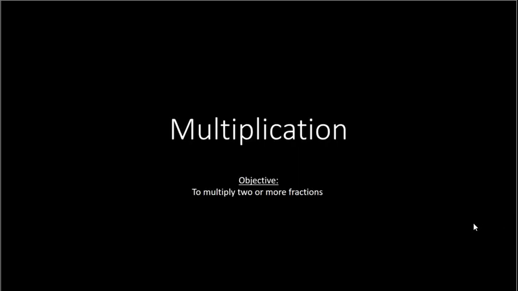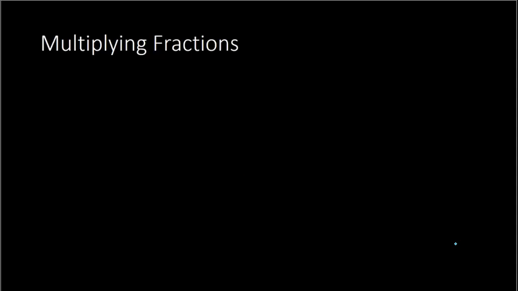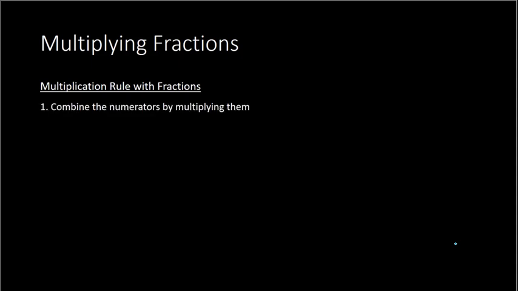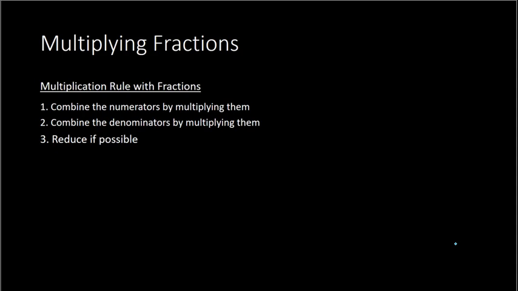In this video, you will learn how to multiply two or more fractions. Now, when you multiply with fractions, the rules are as follows. First, you want to combine the numerators by multiplying them, combine the denominators by multiplying them, and then reduce if possible. So basically, you're multiplying the tops of the fractions together, and then multiplying the bottoms together, and then reduce as necessary.